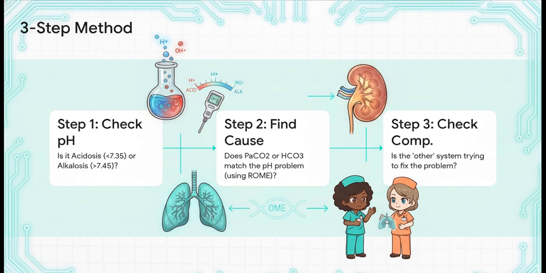Step 2, find the source of the problem. Which value, the PaCO2 or the HCO3, actually explains that pH imbalance when you use ROME? And finally, step 3, check for compensation. Is the other system jumping in to save the day?